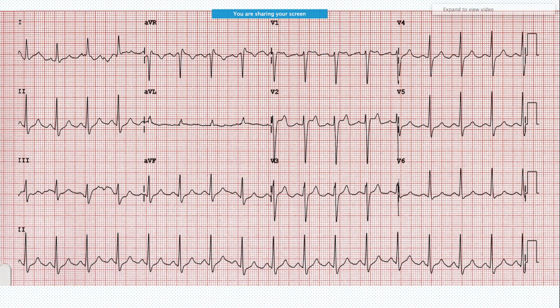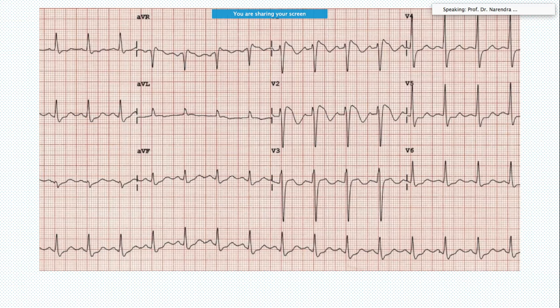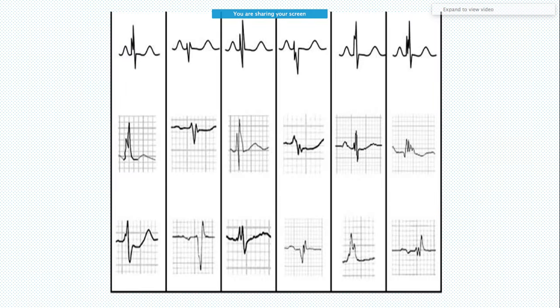So what was done is a 1C group antiarrhythmic drug was given, and you can see these changes. Exactly what was done is flecainide 100 milligram was given orally. Ajmaline, flecainide, propafenone, like that. Now, what is happening in these ECGs? Do they all look similar? What do you notice?